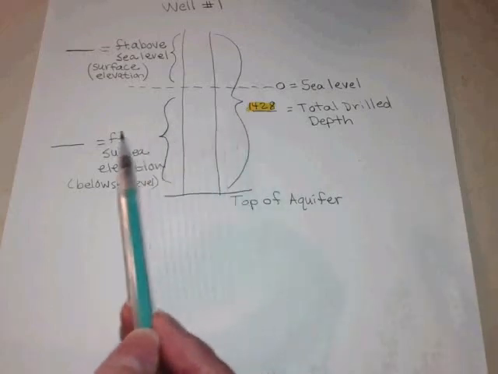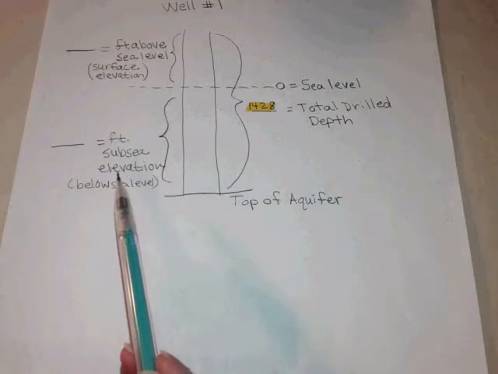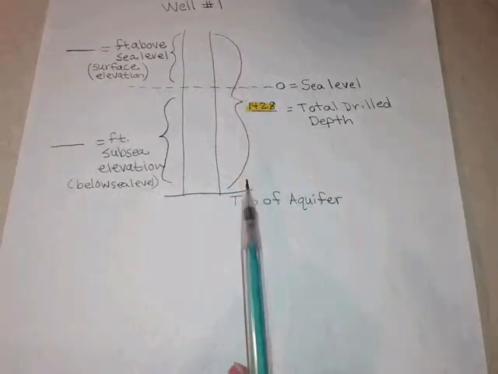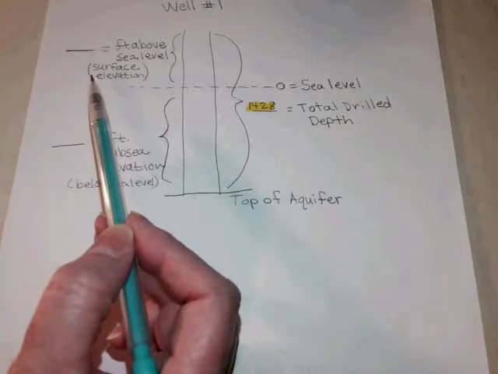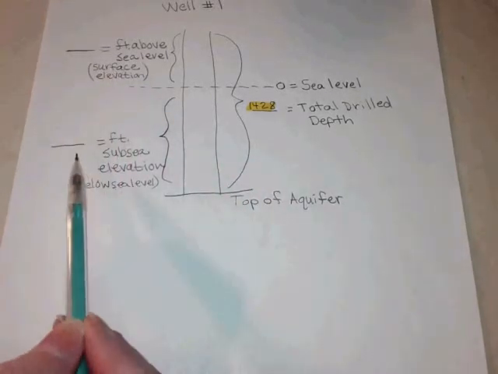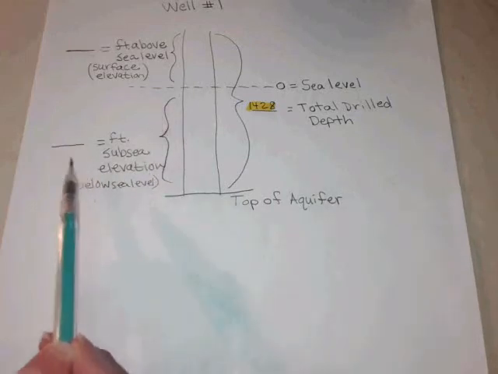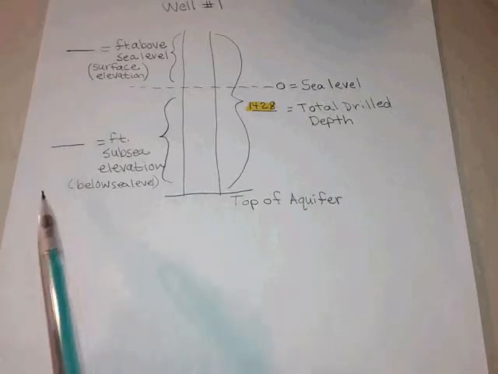So in order to determine the feet below sea level, or the subsea elevation, you have to do a little subtraction problem. You take your total drill depth minus the surface elevation, because we got that from our topographic map, no problem. Do the subtraction, and what's left over is the subsea elevation. So we can do a simple calculation and get that value. And so we'll be doing some of those.